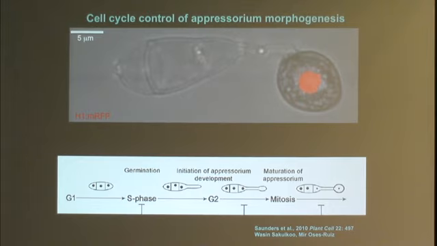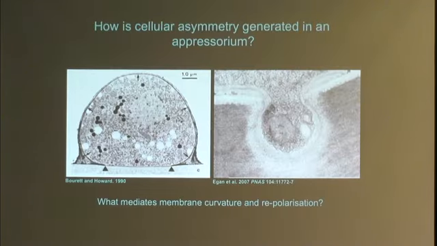We know that DNA replication is critical. If you block DNA replication, then you won't make this appressorium. So we know that this is a very tightly regulated morphogenetic change. What I wanted to understand is how this break in cellular asymmetry happens.